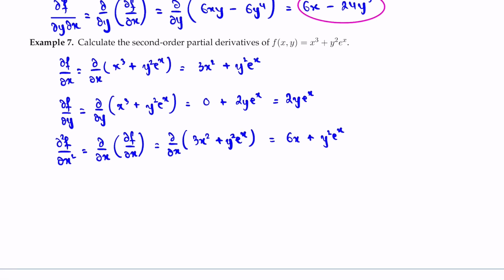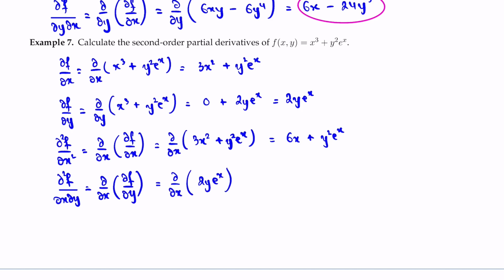And for the mixed partial derivative of partial squared f partial x partial y, you're going to do partial x of partial f partial y, or this is partial x of 2y e to the x, and you get 2y times e to the x because y is a constant in this case, and the partial derivative of e to the x with respect to x is just e to the x.